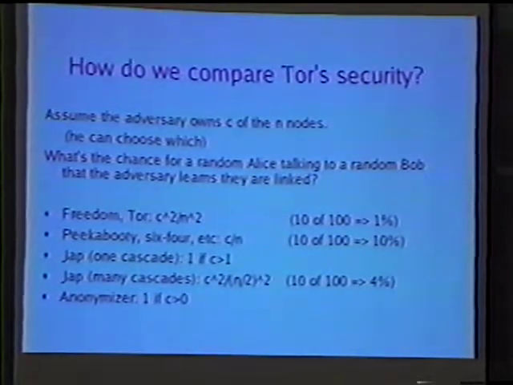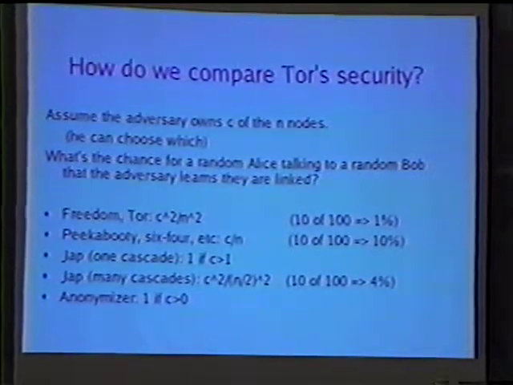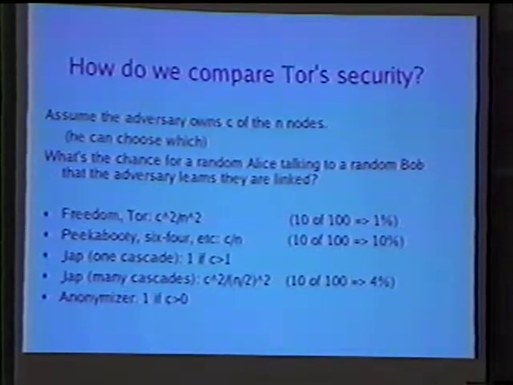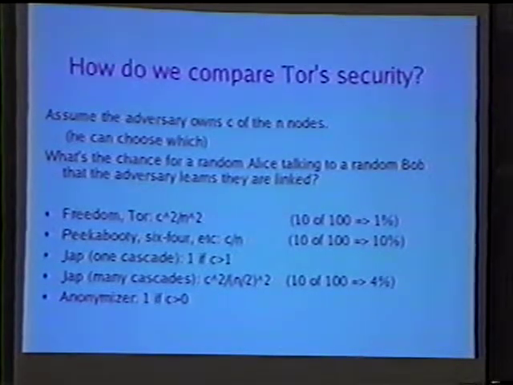Okay, so how do we actually compare this sort of thing to another system like Peekabooty or Freenet or JAP or Anonymizer? There are many ways of comparing anonymity, and this is an ongoing, hard, open research question. But one way we can imagine is, imagine the adversary owns C of the N nodes in the network, and he can choose which ones those are.